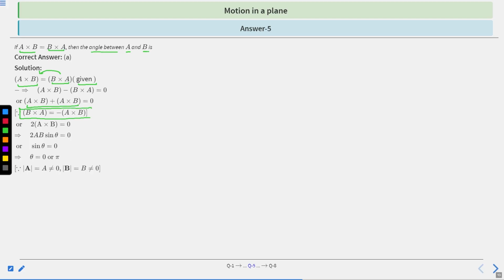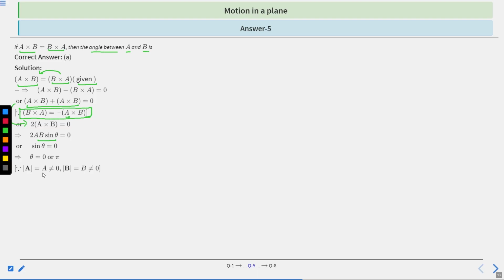So putting this term here, minus minus becomes plus. Clear? So then it becomes 2A cross B equals 0. A cross B is equal to AB sin theta. Clear? So sin theta equals 0. So theta is 0 or theta is pi.